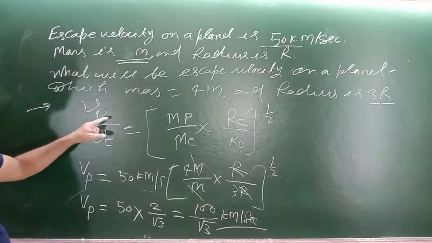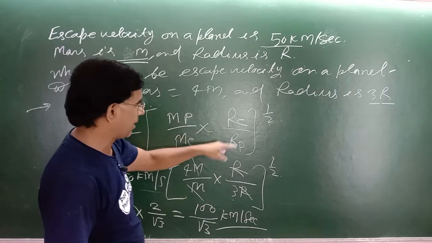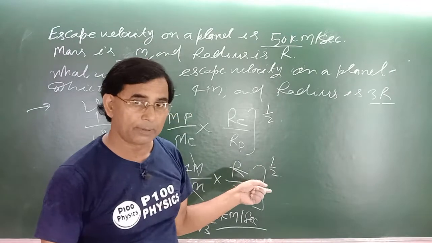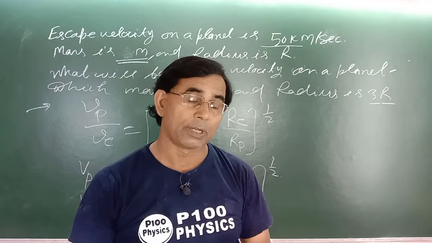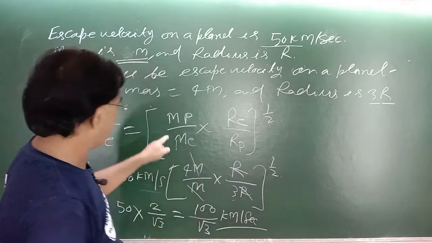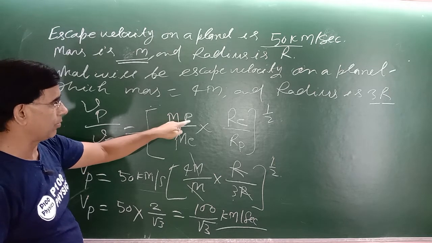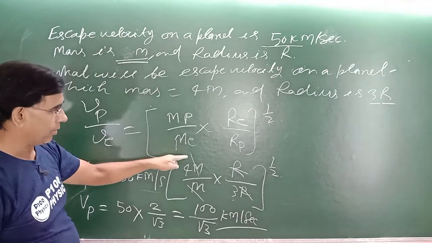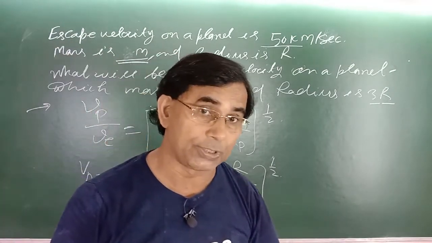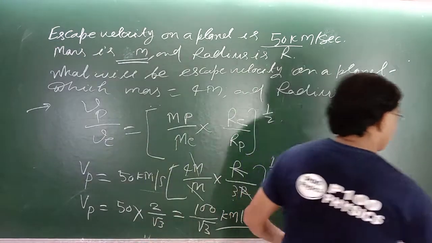Since you know this is the most important technique, the most important formula: Vp by Ve equals square root of mp upon me into Re by Rp, into 1 by 2. Also this question can be solved in terms of density. Replace mass by 4 by 3 pi r cube rho, and again this will also be replaced by 4 by 3 pi r cube rho, when the ratio of the density is given. Okay, come on, the next question.